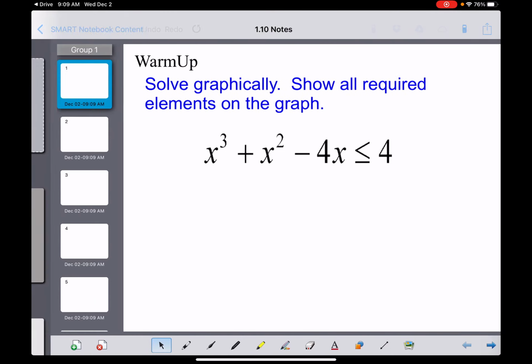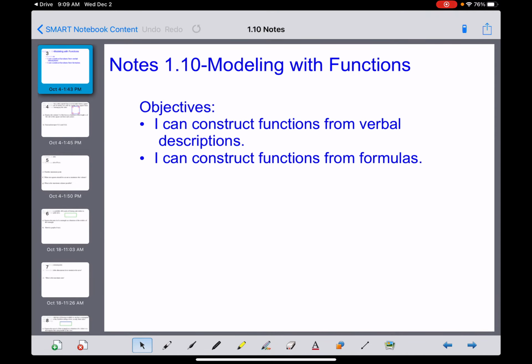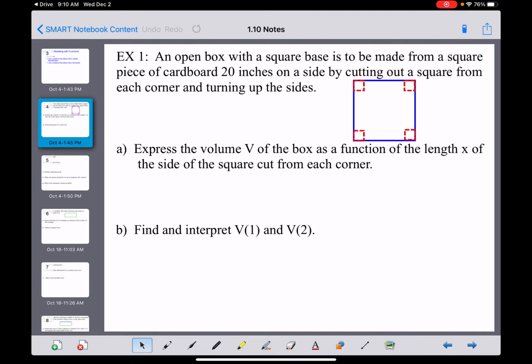Okay, so 1.10 today we're going to be talking about modeling with functions. So looking at those notes, we're going to be looking at word problems and how we can construct functions from a verbal description, and then also how to construct functions from formulas. Not going to look as much at that, but I'm looking at the verbal descriptions for sure. So the first one, as we're thinking through these few examples, you will need a calculator or Desmos to help you out here, but we're going to look at 3 examples.